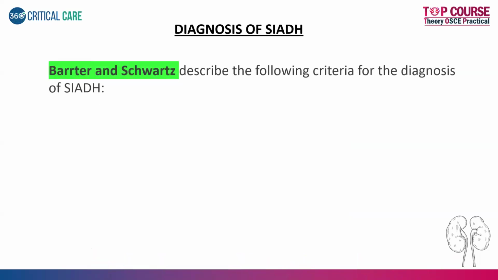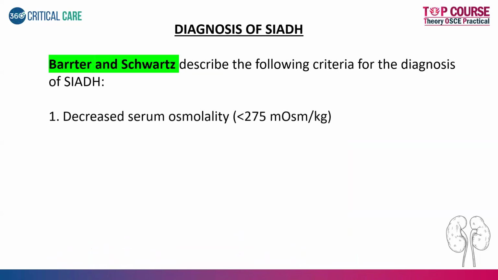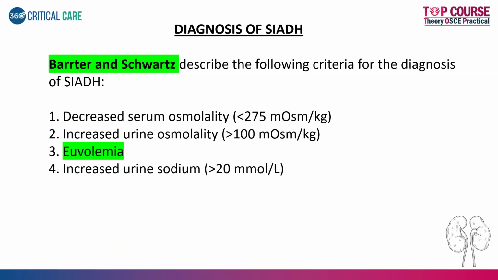So coming to the diagnosis of SIADH, the Bartter and Schwartz criteria is the one which we usually use for the diagnosis of SIADH. It is described by serum osmolarity less than 275 milliosmoles per kg, increased urinary osmolarity of more than 100, and presence of euvolemia. That is something that we need to know. Always in a case of SIADH, it is euvolemia, whereas in a case of cerebral salt wasting, it is hypovolemia.